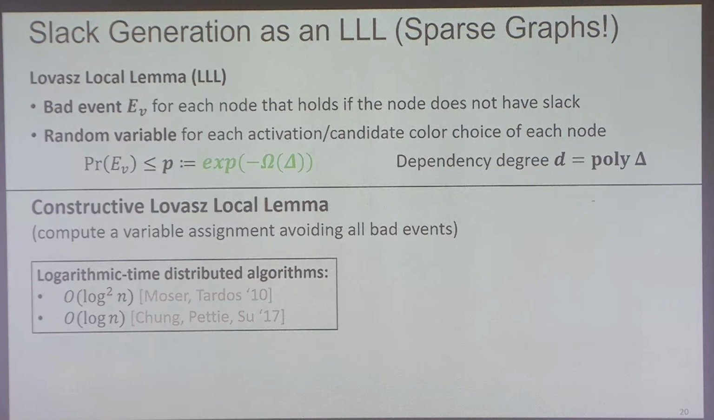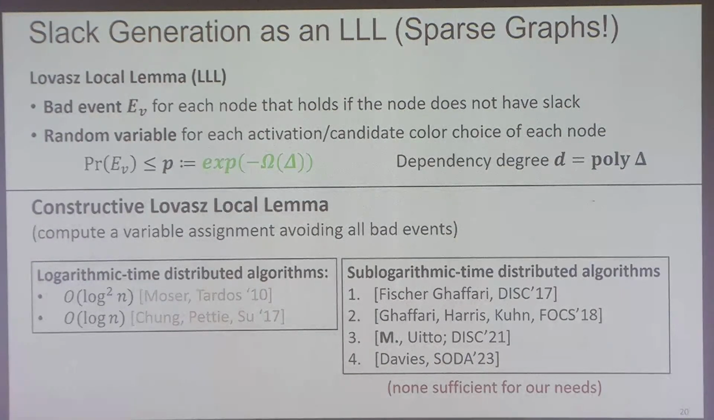So what we want to do here is use the constructive LLL. And which algorithms exist here? There are logarithmic time algorithms for LLL, most famously Moser-Tardos, or the more efficient distributed implementation by Chung, Pettie, and Su. But they're logarithmic time. We also have some sublogarithmic time distributed algorithms. But unfortunately, none of these is sufficient for our needs here.